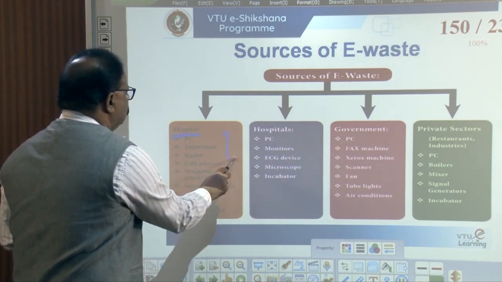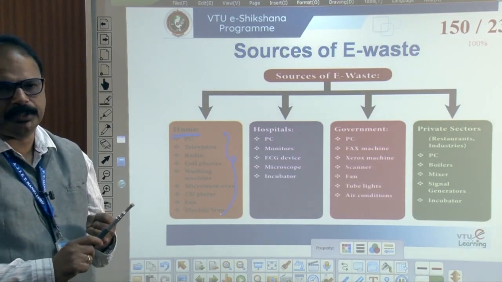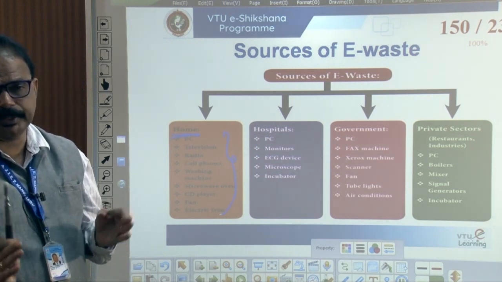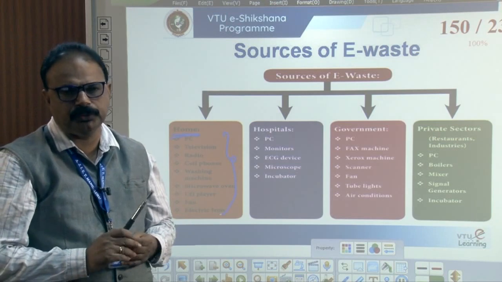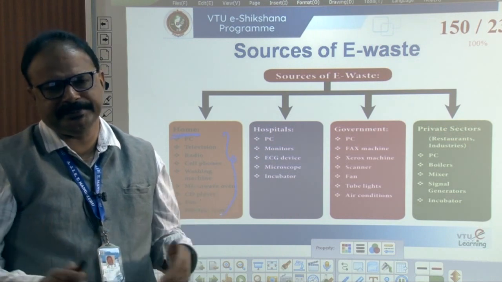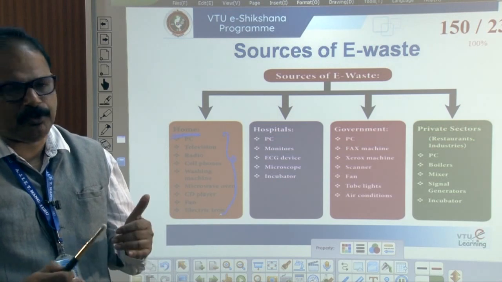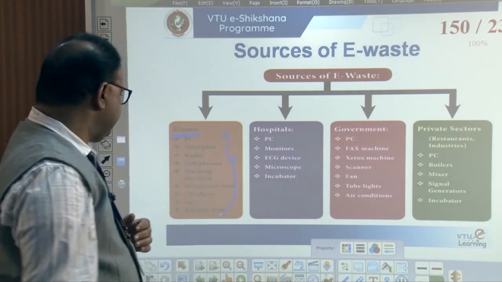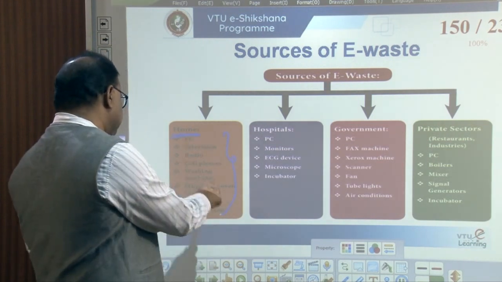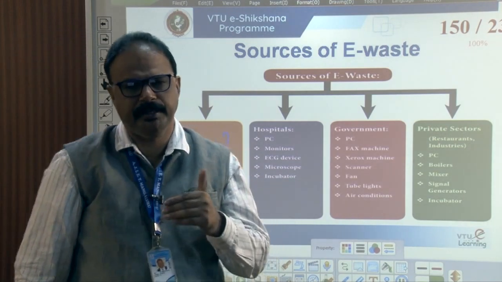We get sources of waste from the houses: PC, computer, television, radio, cell phones, washing machine, microwave oven, CD players, fans, electric items, and a lot of things we are using in houses. The waste of that is the e-waste. If the PC is spoiled, or the television, radio, or cell phone, these are the e-waste in the houses, very, very important.